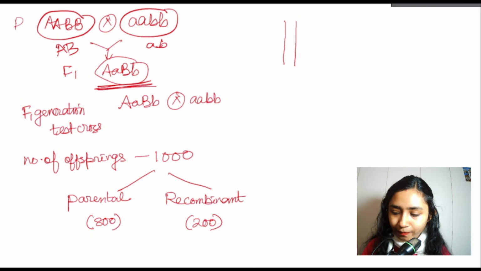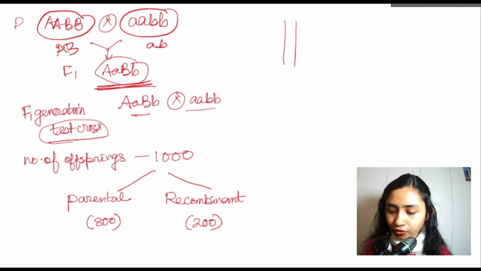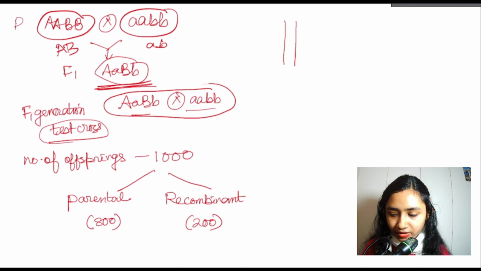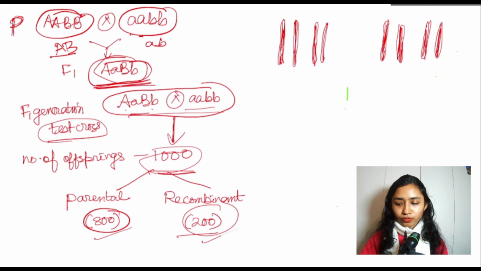Now the next part is the test cross. What is a test cross? It is crossing the F1 offspring with the parent who is homozygous recessive. So we are doing the test cross. Now this is our cross. Now the question is, the number of offspring is 1000 from this cross. Total number of offspring is 1000. From them, parental is 800 and recombinant is 200.